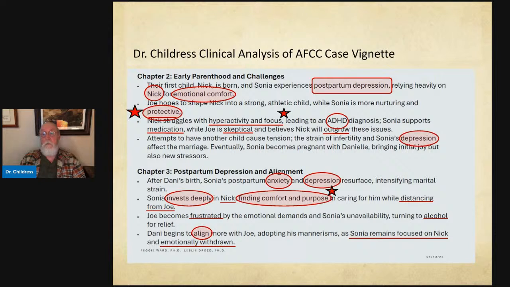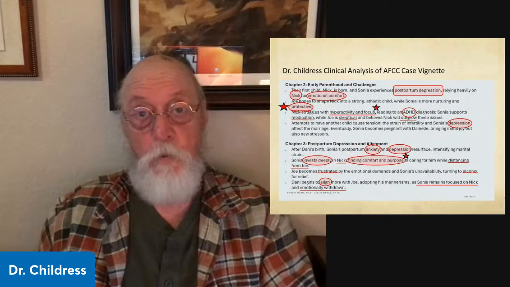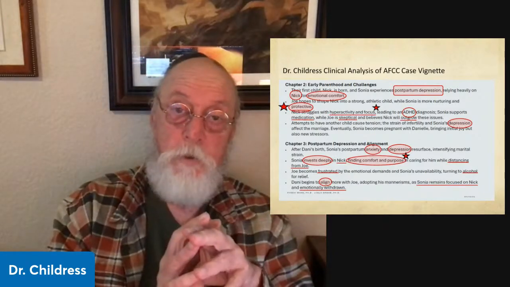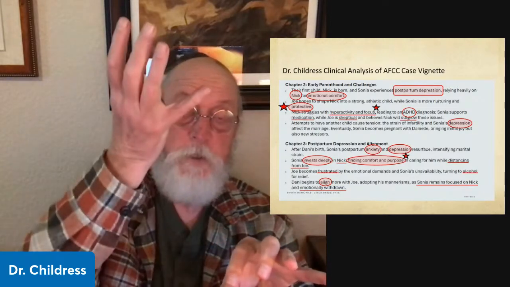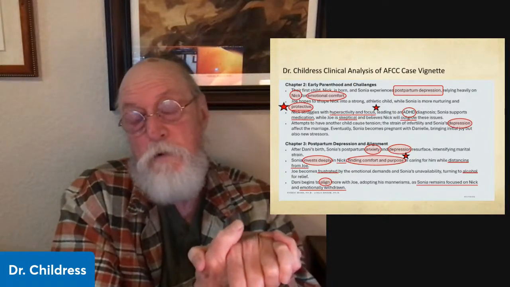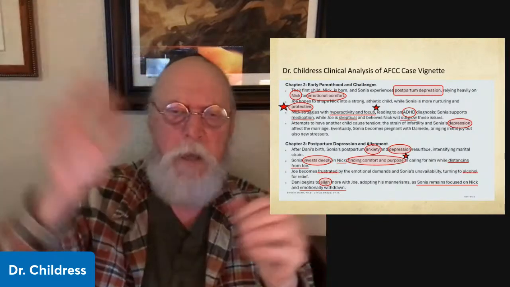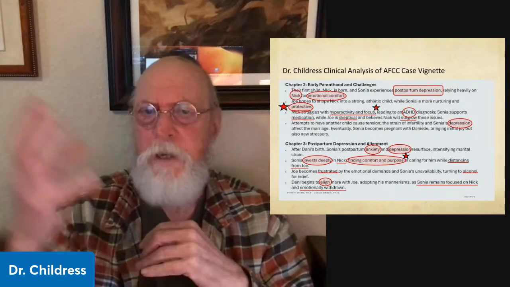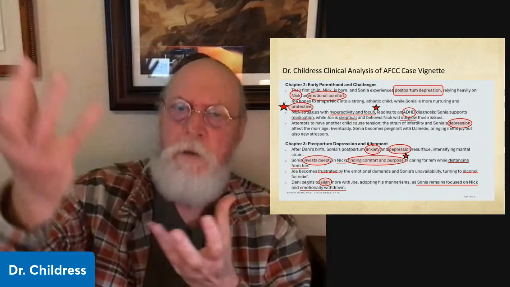Attachment. Adopting his manners. Sonia remains focused on Nick and emotionally withdrawn. Okay, so yeah, I'm just super duper worried about this mother using Nick as a regulatory object. Otherwise, she's withdrawn, and if Nick protests, then she withdraws further. So she's got him now taken care of as a regulatory object, leaving Danny out to fend for herself. And so she's gone over to dad to try to get dad, and is trying to find ways of bonding to dad.